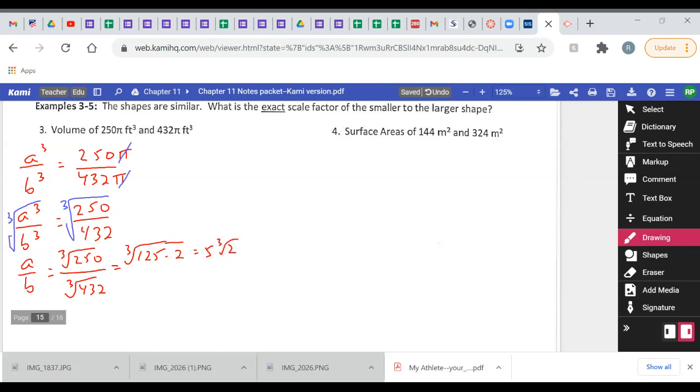If I do the same thing to 432, I realize that 216 times 2 means the same thing as 432, and 6 is the number, because 6 times 6 times 6 gives me 216. So I know that this reduces down to 6 cube root of 2. In this case, I can see the cube root of 2 and the cube root of 2 cancel out. So I am left with 5/6. It asked me for the scale factor.